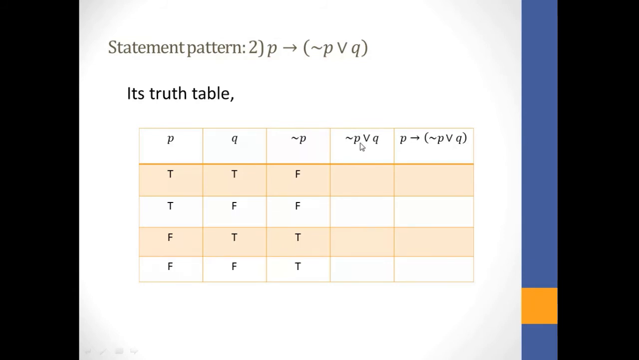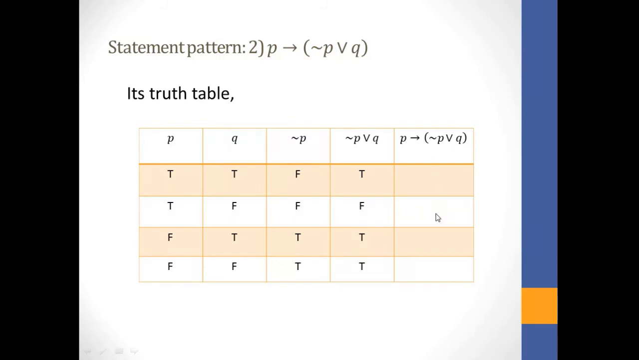Now column number 4, we have to complete negation P or Q. Now this or this means F or T becomes T. Then F or F, F. T or T is always T, and T or F is also T. So column number 4 is completed.